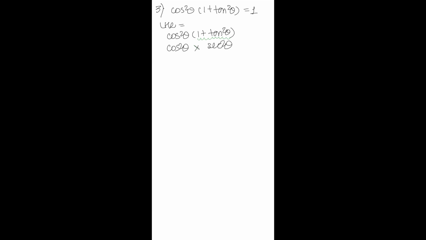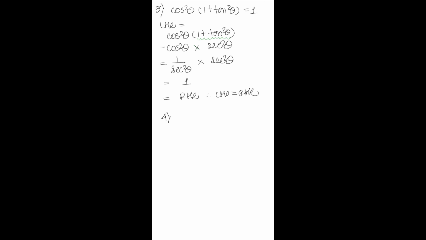And once again, it looks very familiar, just like the previous question. Cos and sec are reciprocals of each other. So this time we will change the cos square theta. Cos square theta we will write as 1 upon sec square theta into sec square theta. Sec square theta cancels out. You are left with 1, which is equal to the right hand side. Therefore, LHS is equal to RHS. Let us see question number 4.